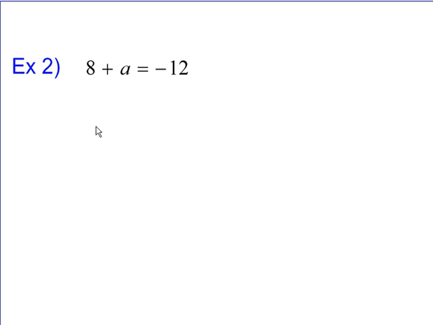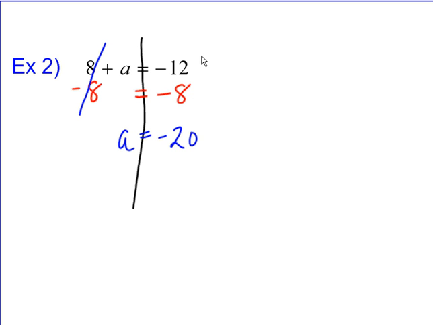Here we have a plus 8 equals negative 12. Again, having that 8 in front, sometimes people get confused, but all it is, is a positive 8. And because it's a positive 8, we're going to put a negative 8 underneath it. Again, these are exactly the same number. What we put to one side, we put to the other. 8 minus 8 goes to 0, leaving us just with a. Negative 12 minus 8 is negative 20.